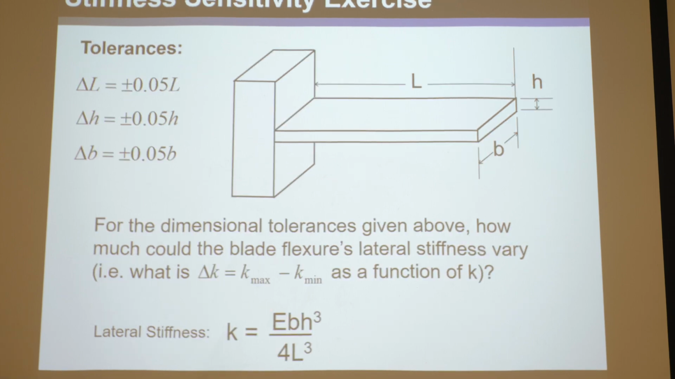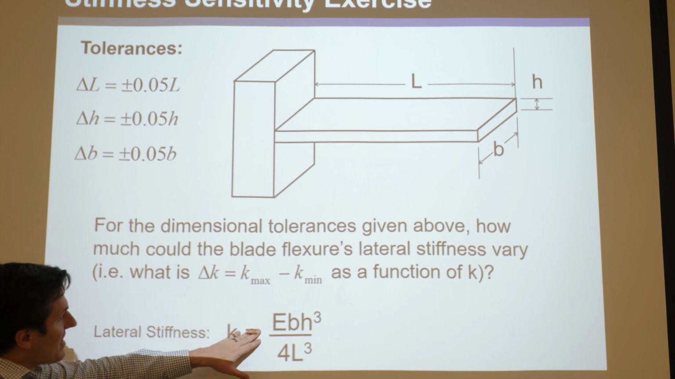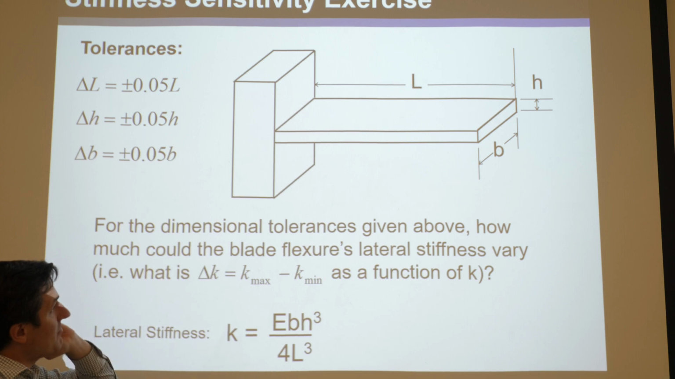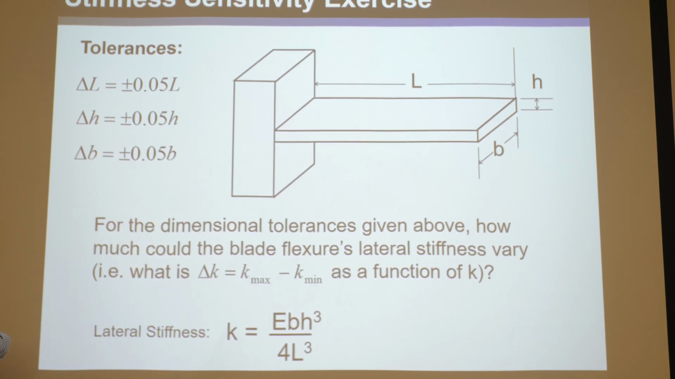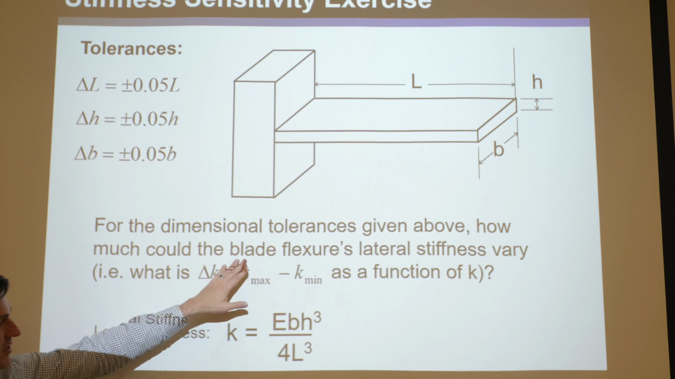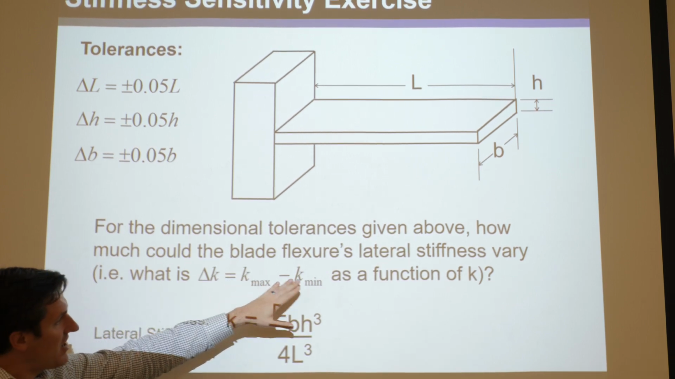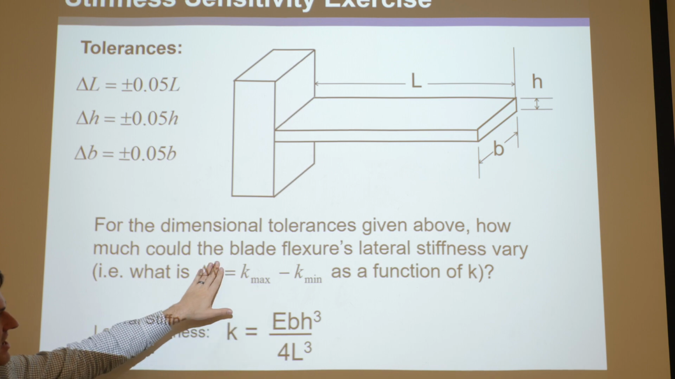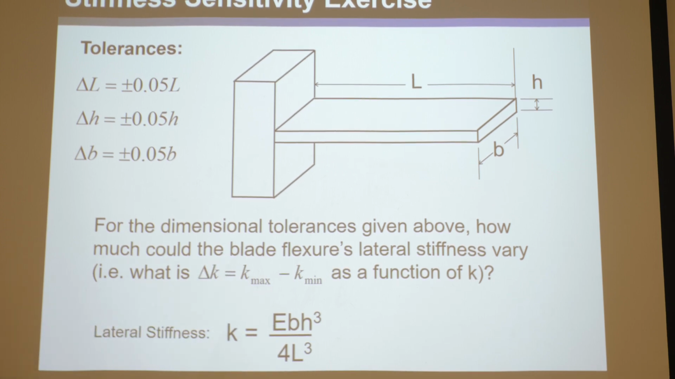Okay? So here's the example where I told you, pretend the stiffness of this beam is K equals EBH cubed divided by 4L cubed, right? And say you designed it to be that H, L, and B. Well, now say you have this tolerance where you were 5% off plus and minus on L, 5% off plus and minus on H, and 5% off plus and minus on B. How much in the worst case scenario, if you fabricated this with this bad of a tolerance, would the stiffness change? What's the worst case max stiffness minus the worst case minimum stiffness, and how much could that stiffness change from what you wanted?